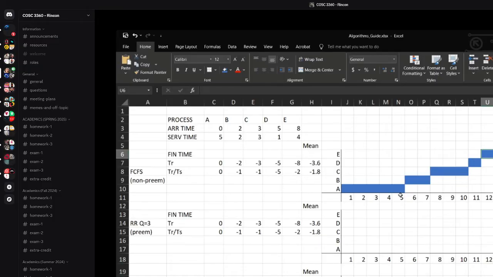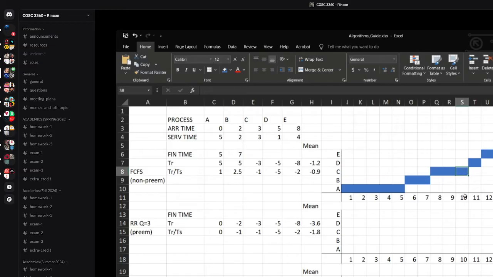So for process A, the very last time that it needs to finish is at time 5. So we're going to put the number right here. And then for process B, it finishes at 7. So that's why this Excel sheet is very, very helpful. It lets you know exactly what numbers you're looking for.